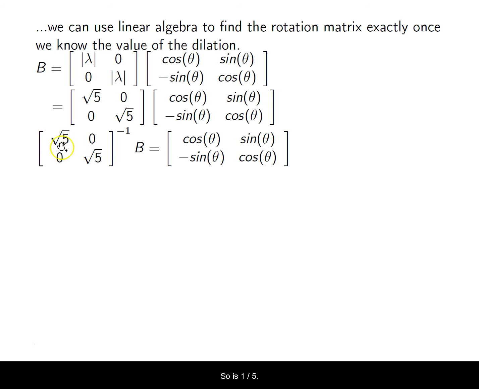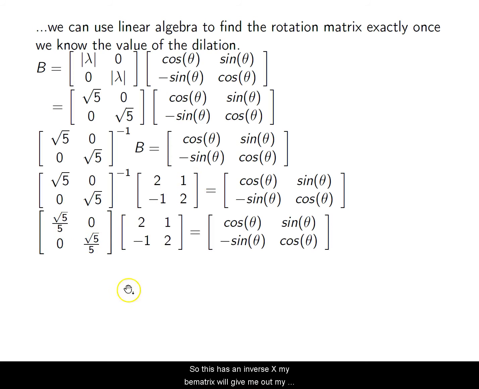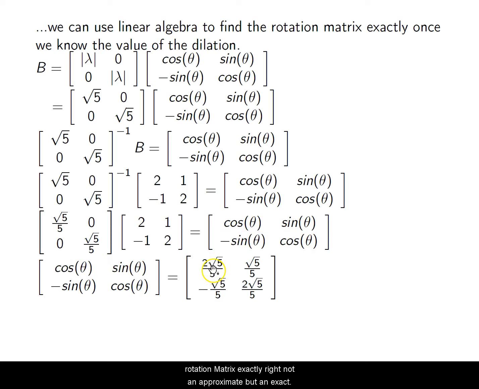So it's 1 over 5 times all of this. You swap these ones, which is the same thing. So this is just root 5 over 5 as an inverse, okay? I also know what B is. B is my A and my B from my eigenvalue. So this inverse times my B matrix will give me out my rotation matrix exactly, right? Not in an approximate form, but in an exact form. So when I multiply those together, this is my rotation matrix in an exact form. So I just do a little bit of matrix algebra to get this exactly.